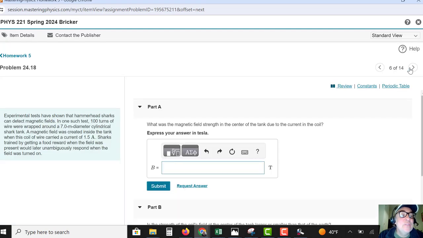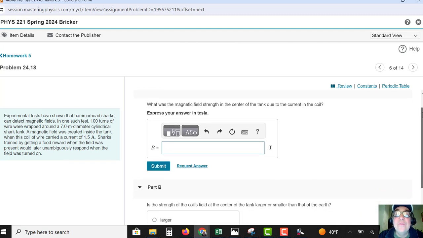Next one. Experimental tests have shown that hammerhead sharks can detect magnetic fields. In one such test, 100 turns of wire are wrapped around a 7-meter diameter cylindrical tank. A magnetic field was created inside when the coil carried 1.5 amps. Sharks trained by getting a food reward when the field was present would later unambiguously respond when the field was turned on. So they're detecting the magnetic field. What is the magnetic field strength at the center of the tank?